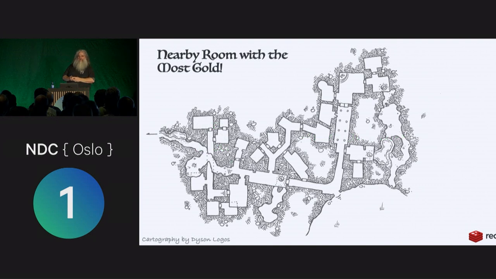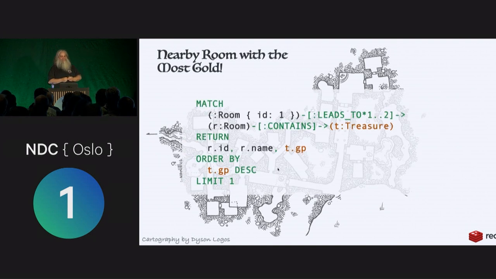Let's add a little bit more to it. Let's find the nearby room with the most gold. So here we have a little more complex of a query. We got a room that we're in, leads to one or two hops away. That room must contain treasure. We'll return the name of that room and the ID, and the gold piece value of that treasure. Order that descending, so the most expensive, the biggest item goes to the top, and then limit it to one. Now I know which room I want to go to next. The room that's two hops away or one hop away with the most gold. Nearby, because I'm lazy. Valuable, because I want to be rich.